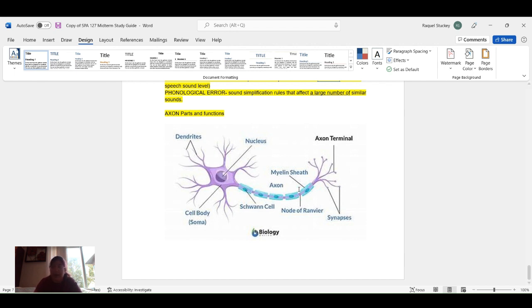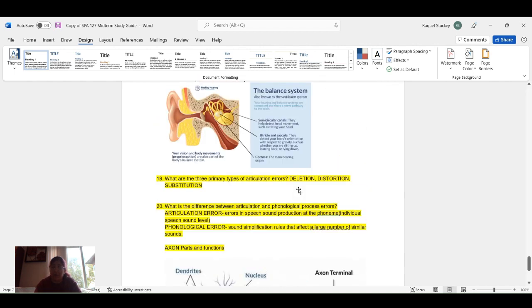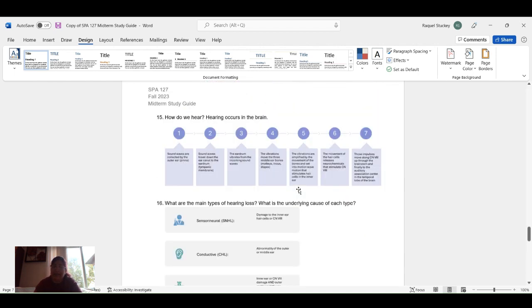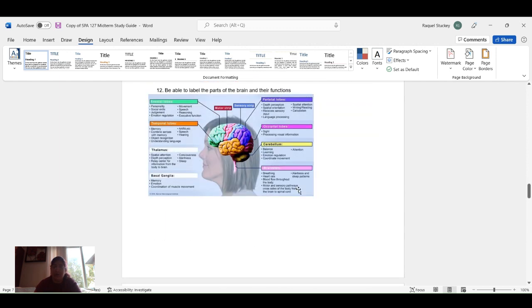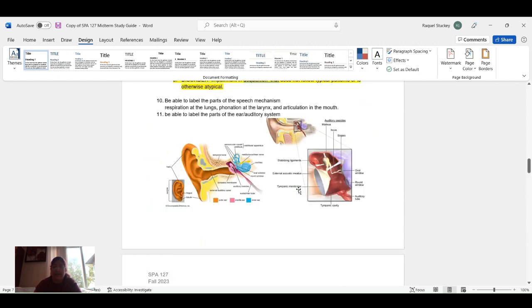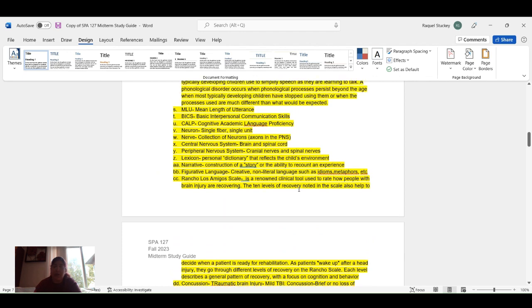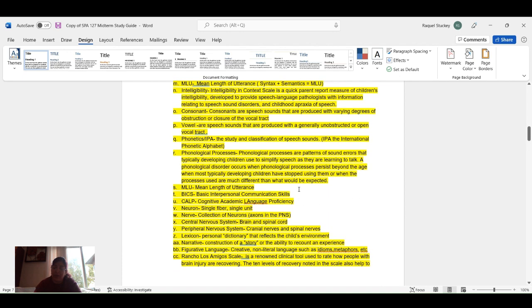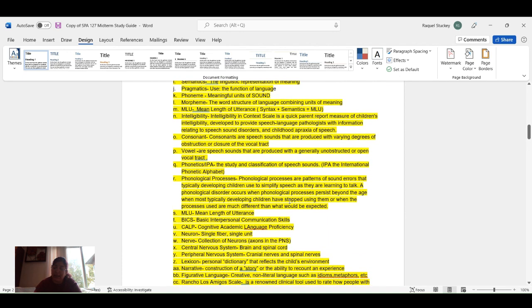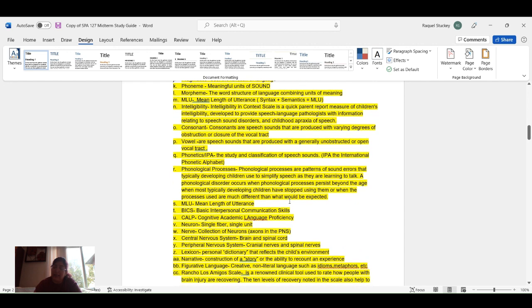Brain and spinal cord: central nervous system. Cranial nerves and spinal nerves: peripheral nervous system. The primary function of this structure is to protect the airway. The secondary function of the structure is the production of voice: larynx.